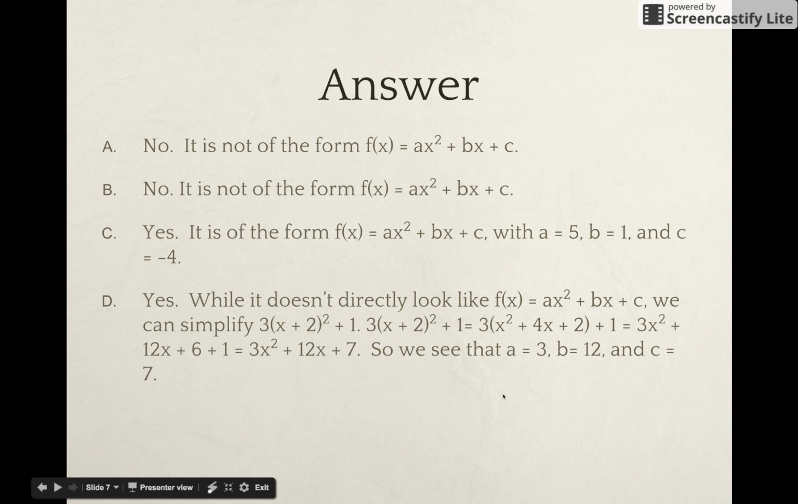And when we fully simplify that, we end up getting 3x squared plus 12x plus 7. So we see that a is 3, b is 12, and c is 7. Highest exponent is 2. And so this is a quadratic function. The form of the function in part D is a special form of a quadratic function, which is called vertex form. We'll discuss that form in later apps.